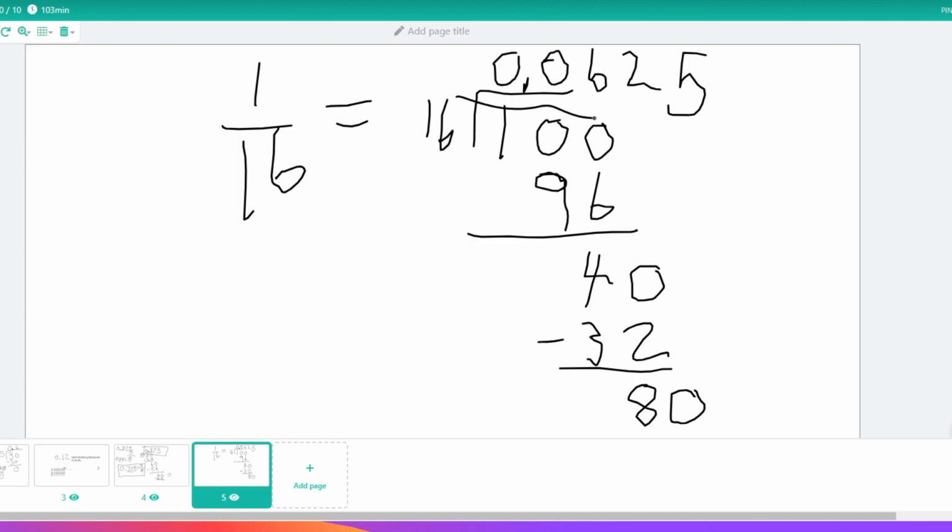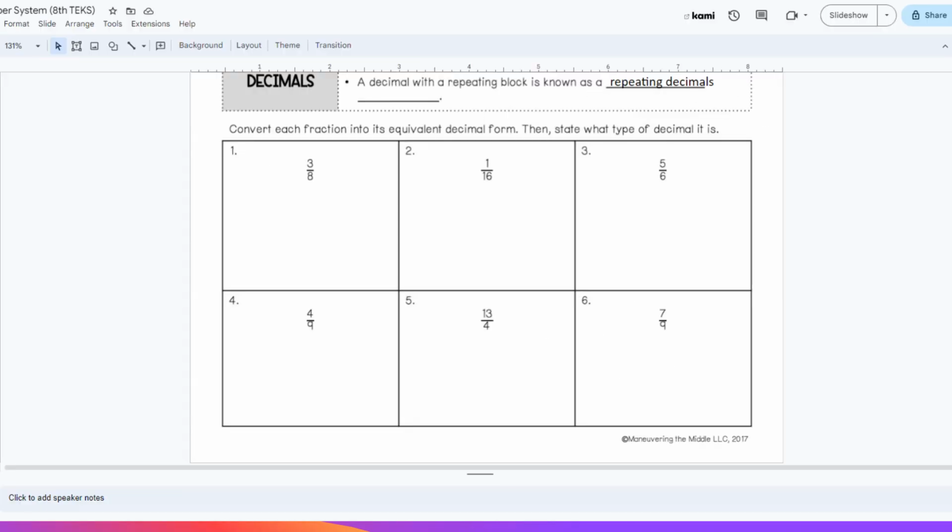So we are done. It terminates. It ends, because 80 minus 80 will end the sequence. So we have 0.0625. So that's going to be the answer here.